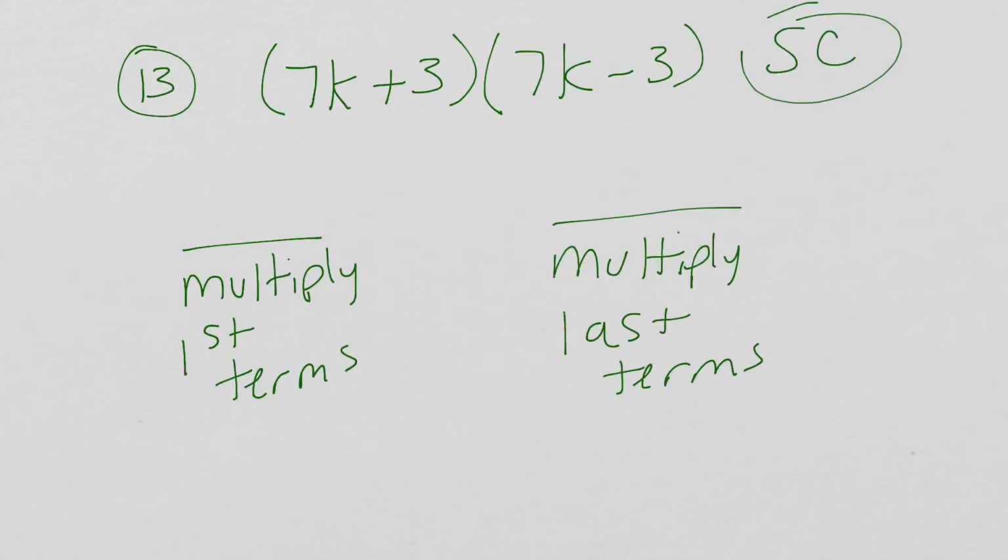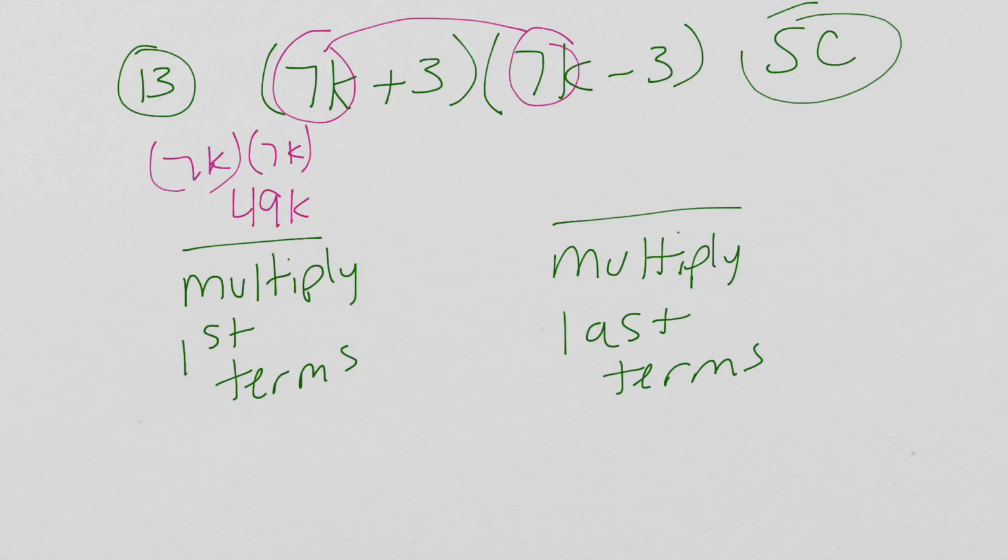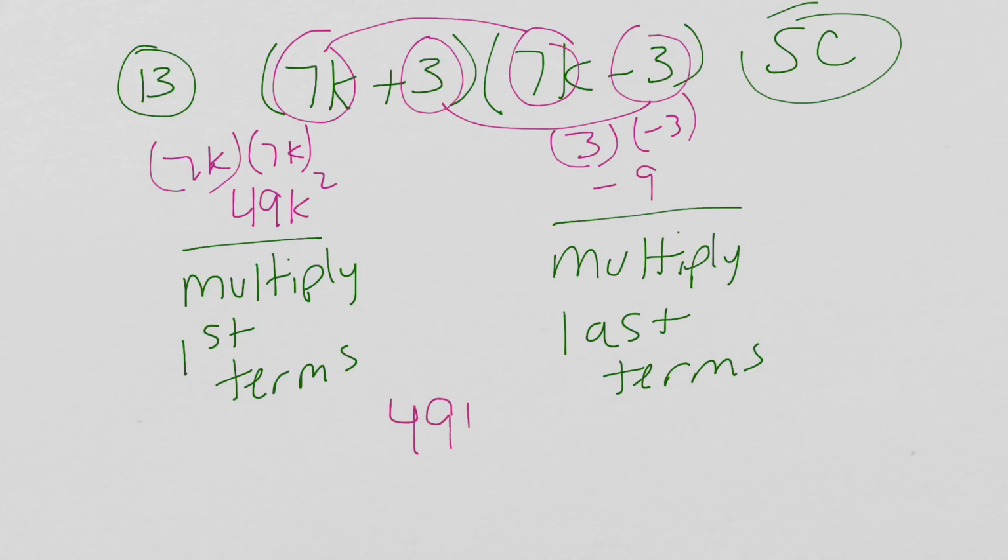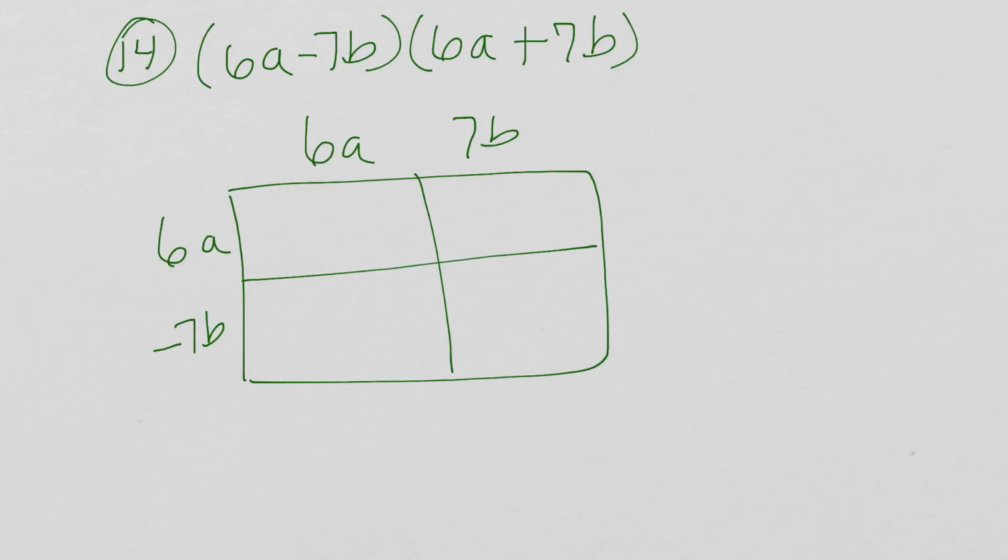So for our shortcut, what we do is we multiply the first terms. So we do 7k times 7k, which gives us 49k squared. And then we multiply the last terms. So 3 times negative 3 gives us negative 9, so it's 49k squared minus 9 is our product.